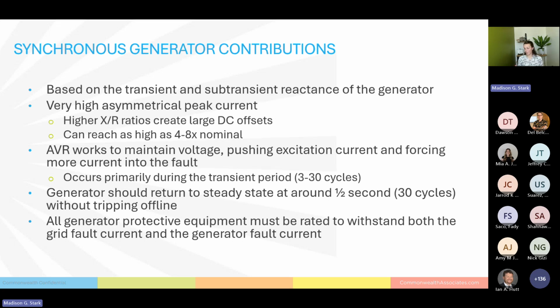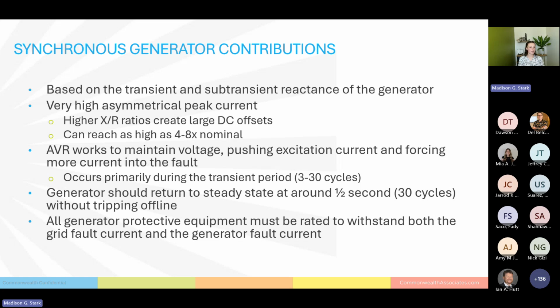So synchronous generators, how do they play into this? They have historically been the heart of our generation system. Their contributions are based on the transient and subtransient reactance of the generator, and that is a physical property of the generator. They tend to have high X/R ratios, which allows them to have a very large DC offset with a very high asymmetrical peak current. Bringing your thoughts back to that graph that we looked at earlier, that first peak is going to be very high for a synchronous generator.